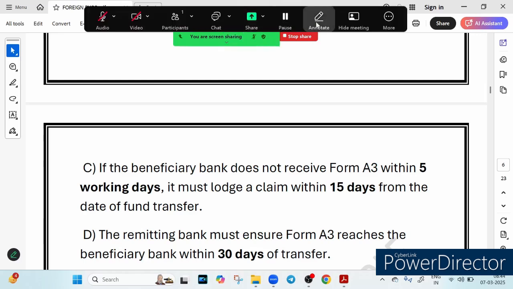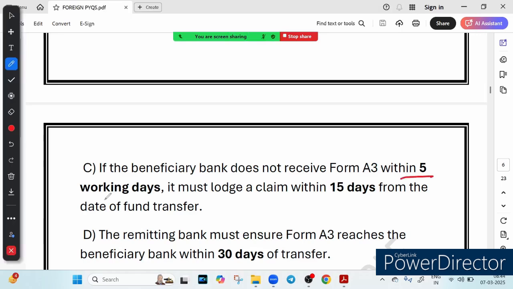Very important. So you can see the 5-day submission deadline is there, right, for Form A3, and also it must lodge a claim within 15 days from the date of fund transfer. Two things have been covered here. This is the correct answer. And option D says that the remitting bank has 30 days to send Form A3. This is incorrect because no such 30-day rule exists for the Form A3 submission. So the correct answer to this question is option number C.